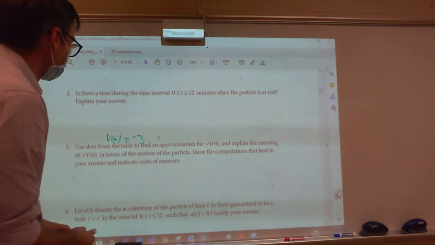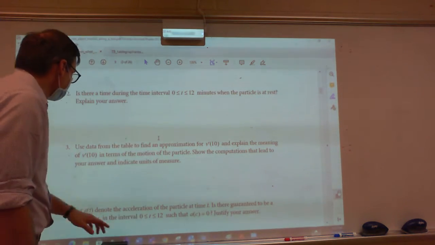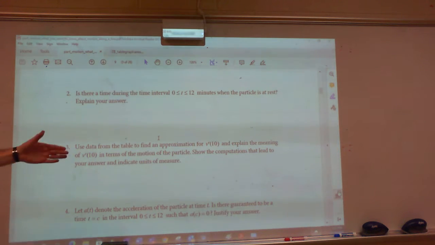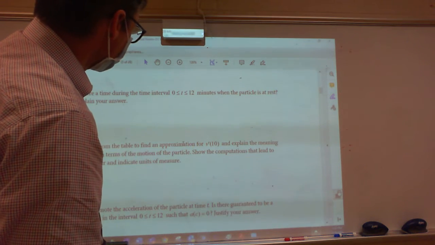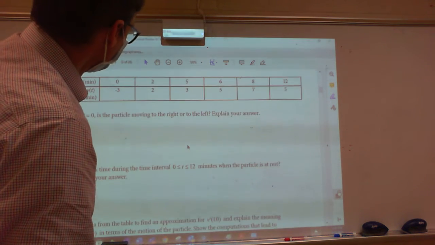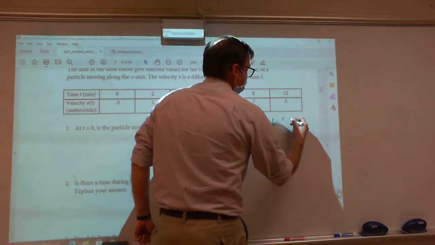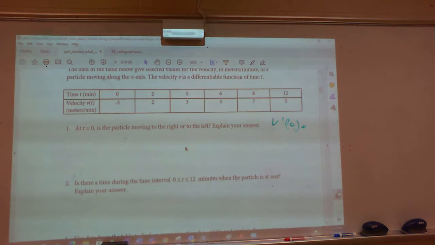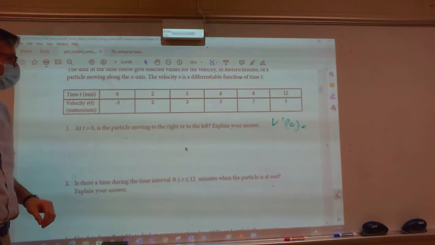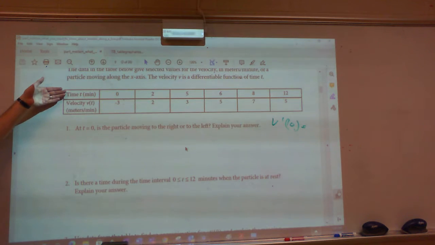Okay, I'm gonna have to scroll back up. If you've got the whole sheet of paper in front of you, that's fine, but I don't, right? So you use the data from the table to approximate V prime of 10 and explain the meaning of this in terms of motion and show the computations that lead to your answer. So we are answering question 3, but I need to know what the heck is V prime of 10? I don't have a V prime, do I? If I look at my chart, I got time, I got V, I don't have V prime.